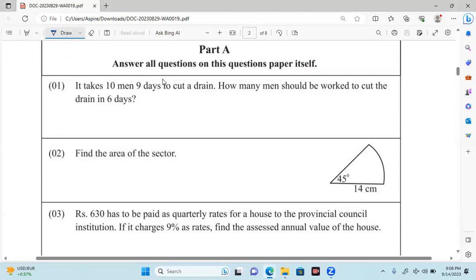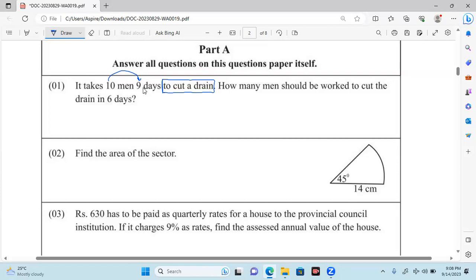Now what is the work? It is to cut a drain. Then to cut this drain, 10 men required 9 days. Then for one man, it takes 90 days. How do we obtain it? By multiplying 10 times 9. The magnitude of a work is given by the product of the number of men and the number of days that are required to complete that particular work.